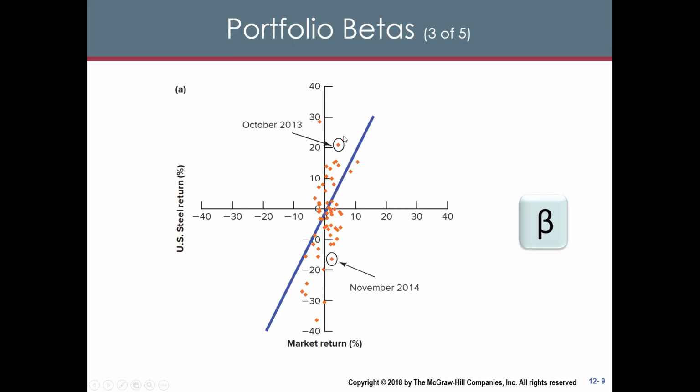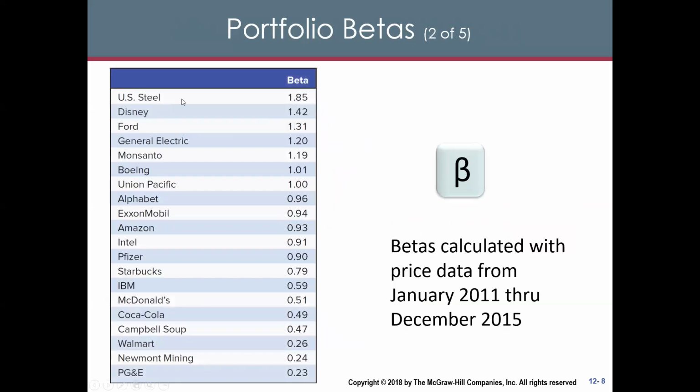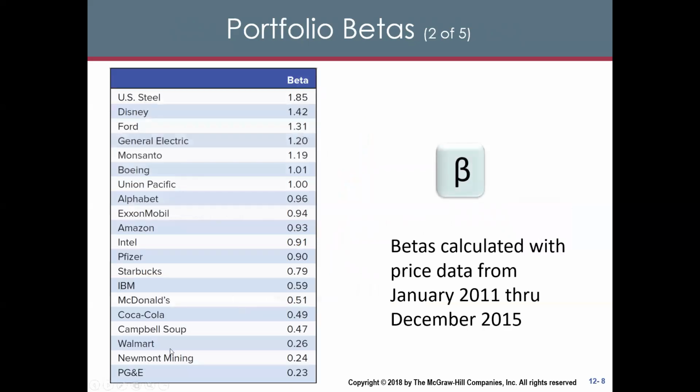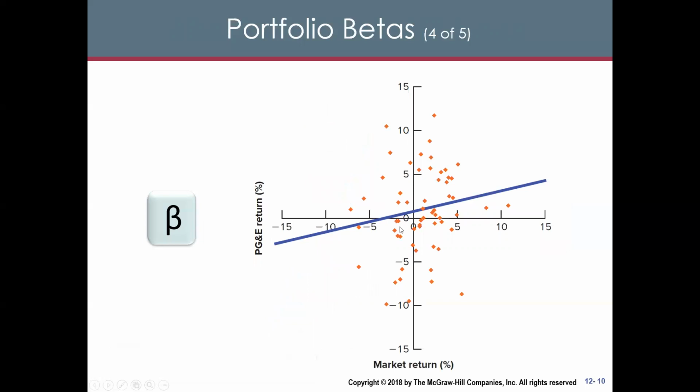So for this graph, we are using the data for US Steel. Remember, US Steel has a beta of 1.85, and that's why this line has a larger slope here. We can also do the same thing for PG&E. It has a very small beta, and if we plot a line, it will look like this. The beta is small, it's only 0.23.